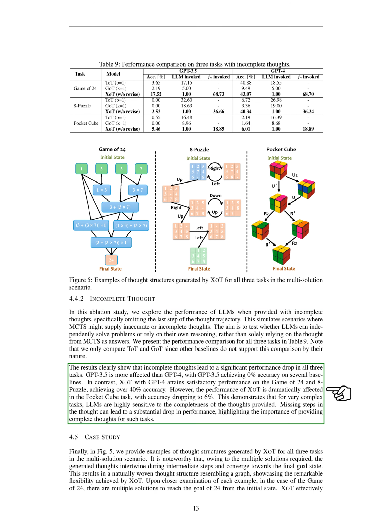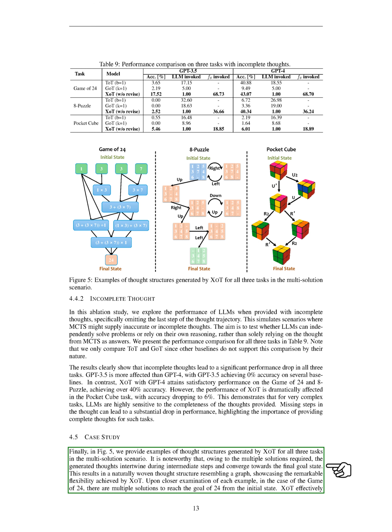GPT-3.5 was less effective than GPT-4, with GPT-3.5 failing to achieve any accuracy on several baselines. However, when using GPT-4 with our approach, XOT, we saw satisfactory performance on the game of 24 and 8 puzzle tasks, with accuracy over 40%. But for the more complex Pocket Cube task, accuracy dropped to just 6%. This shows that for complex tasks, LLMs are very sensitive to the completeness of the thoughts provided. If steps are missing, performance can drop significantly. We also looked at examples of thought structures generated by XOT for all 3 tasks when multiple solutions were required.